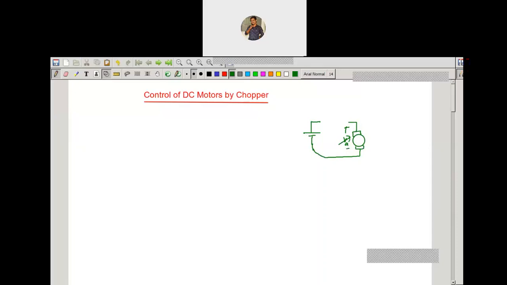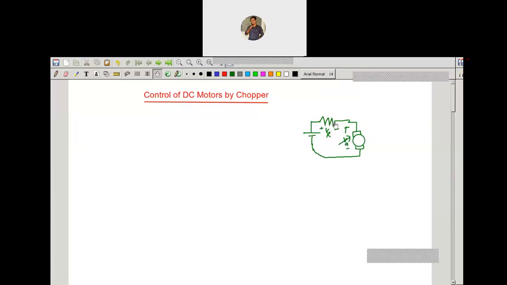But there are some methods. For example, if you are using a resistance here, what happens? When you use resistance control, some drop will appear across the resistor. The remaining voltage will be applied across the motor, right? That means the armature voltage is controlled by means of this resistance. But the value of this resistance should be variable in such a way that you achieve the required armature voltage for the required speed.